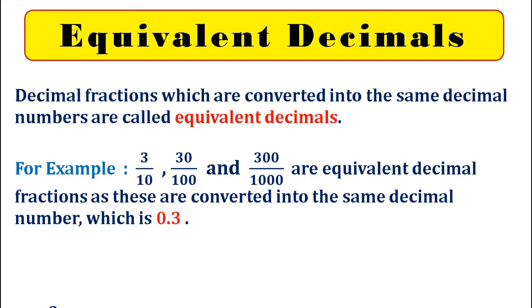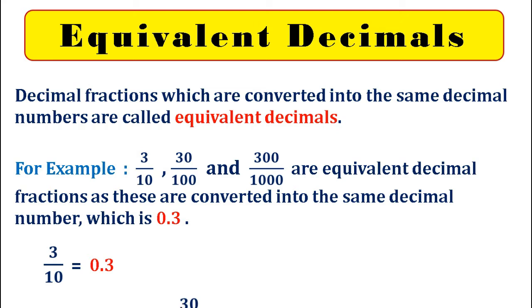How are we getting the same decimal number? Let us see. The first decimal fraction, 3 by 10, when converted to a decimal number, will be 0.3. I have already explained this concept in the previous video. The link of the previous video is there in the description box.